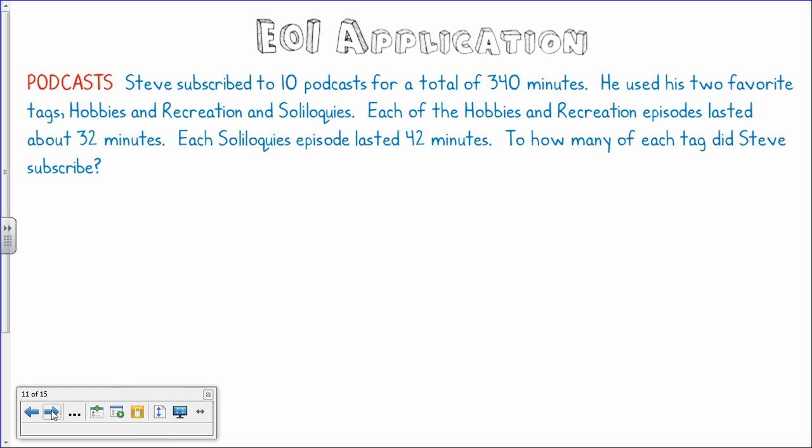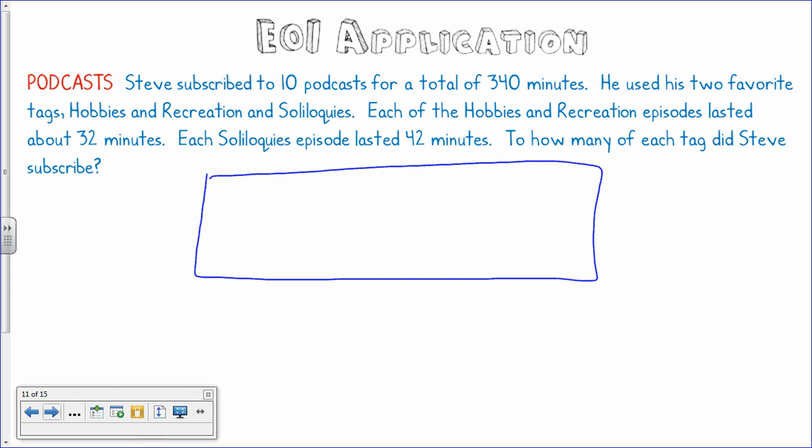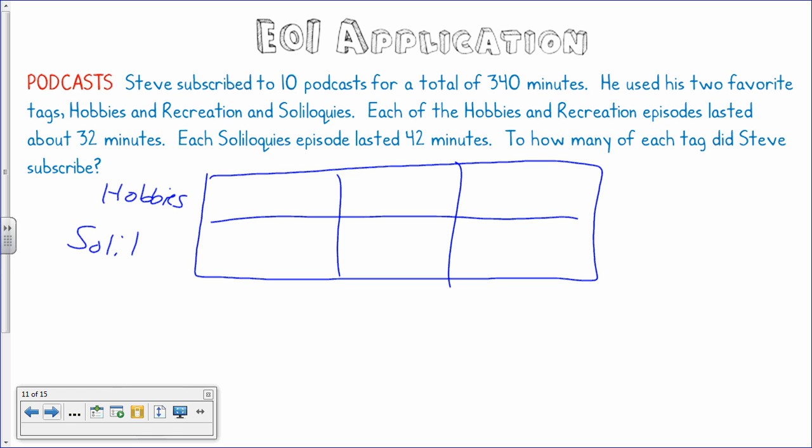Okay, so how many tags do I have? 2. How many equations am I going to have? 2. Okay, so can I use my box? Don't like it. I'm going to just say it's each tag: hobbies, and I'm going to just put soliloquies.